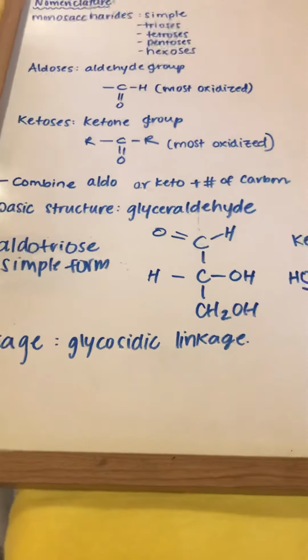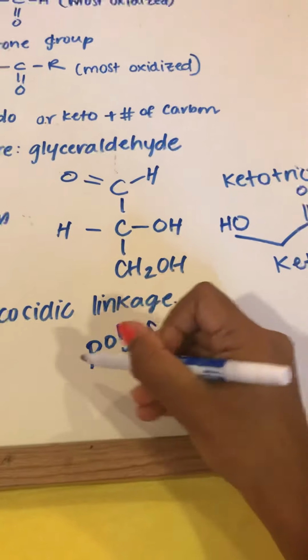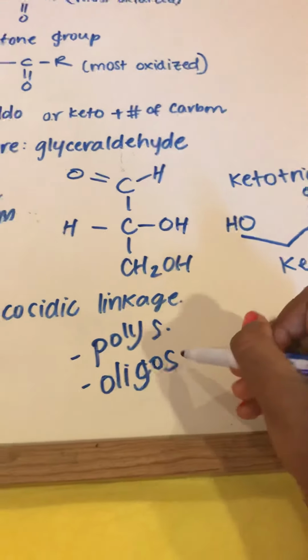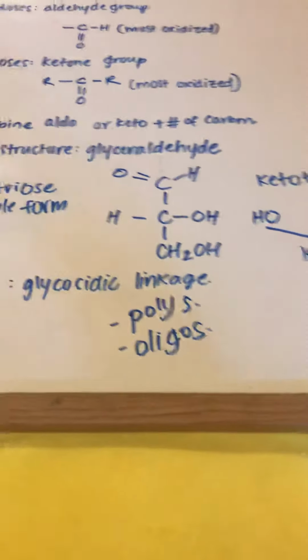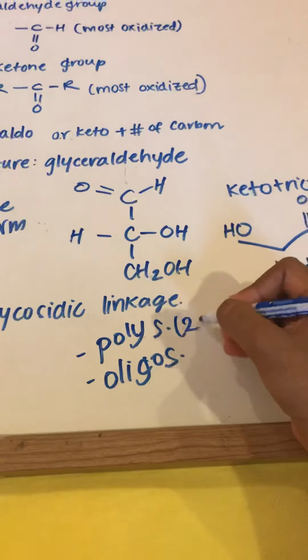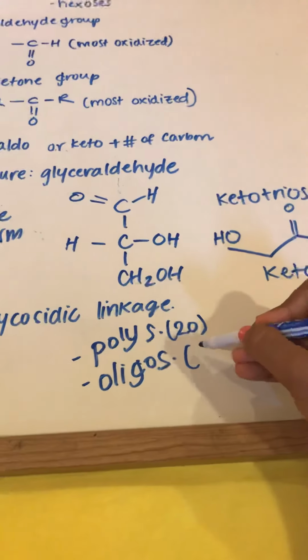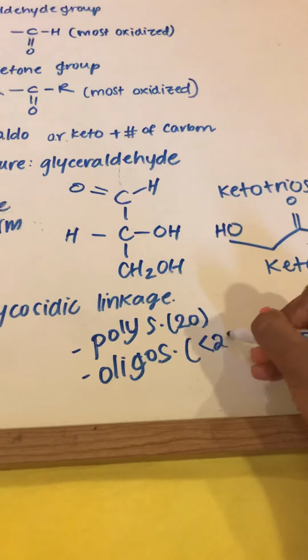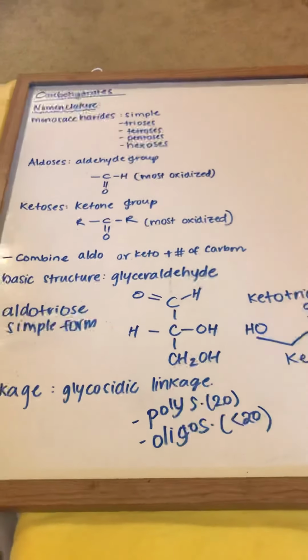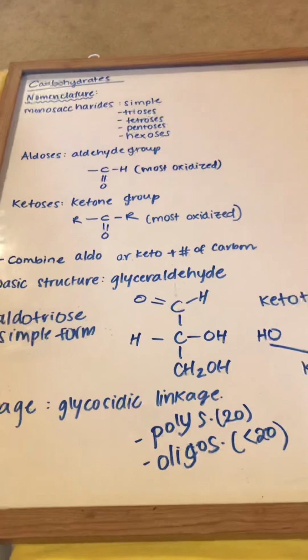So you have your polysaccharides, and then you have your oligosaccharides. I'm pretty sure that poly is more than 20, and oligo is less than 20, but I will make a correction if necessary in the next video on that. So this is what the introduction to carbohydrates looks like.